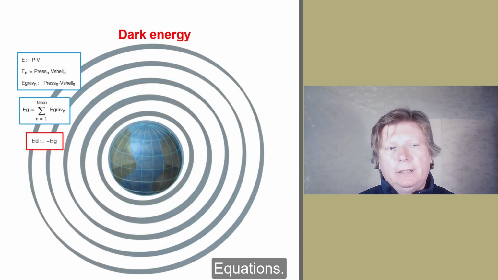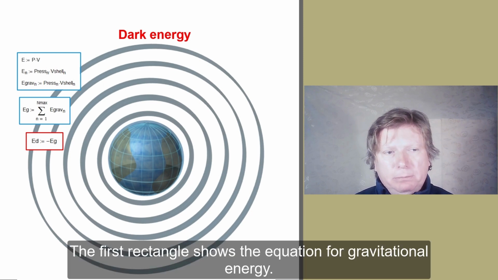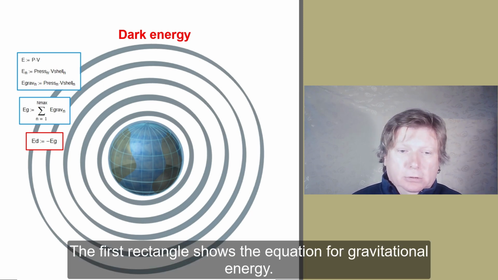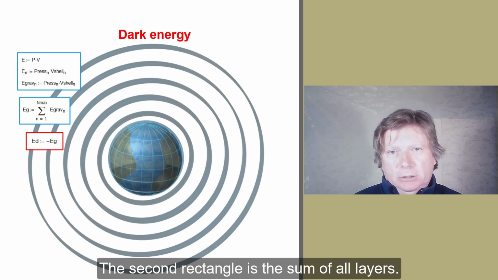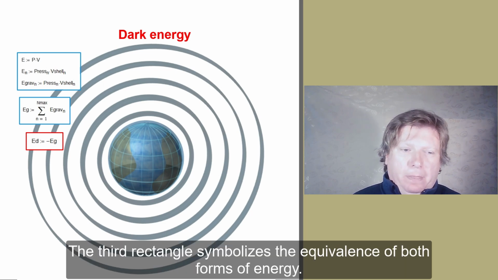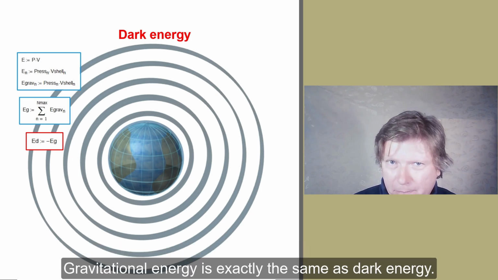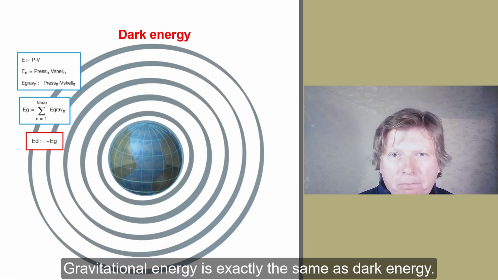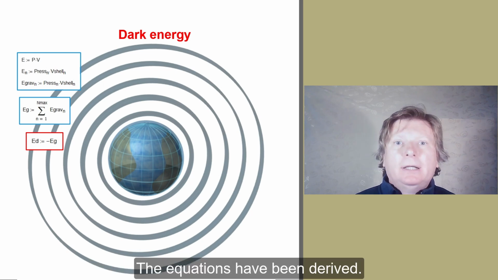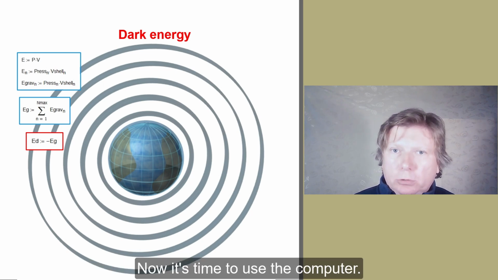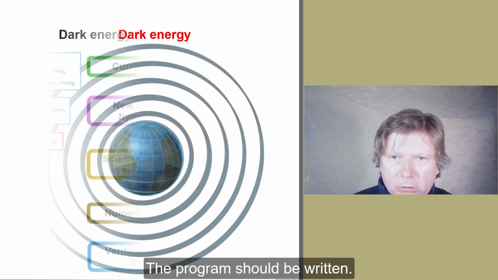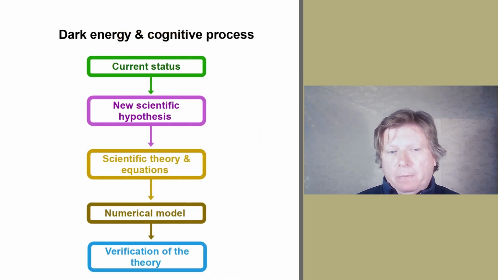Here are the equations. The first rectangle shows the equation for gravitational energy. The second rectangle is the sum of all layers. The third rectangle symbolizes the equivalence of both forms of energy. Gravitational energy is exactly the same as dark energy. The equations have been derived. Now it's time to use the computer. The program should be written.